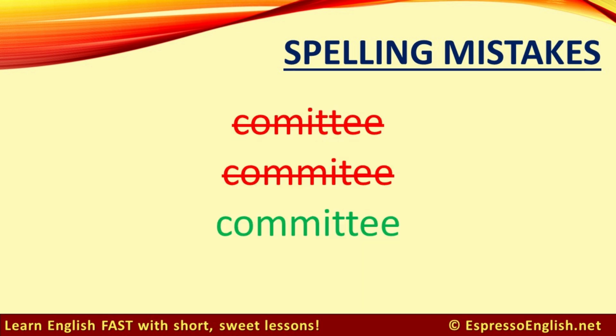Another commonly misspelled word is committee. It has 2 M's, 2 T's, and 2 E's, so don't forget any of those double letters. A good way to remember it is that the word committee refers to a group of people, and the word committee itself has 3 groups of double letters, double M, double T, and double E.